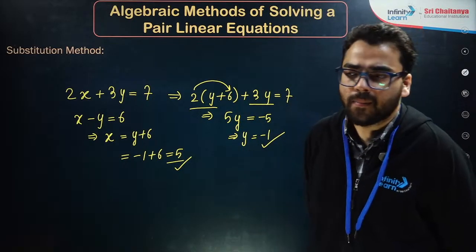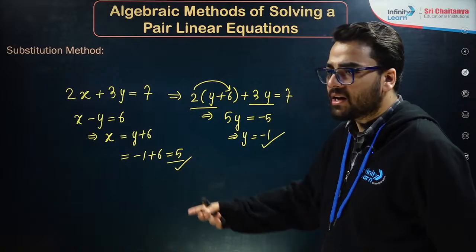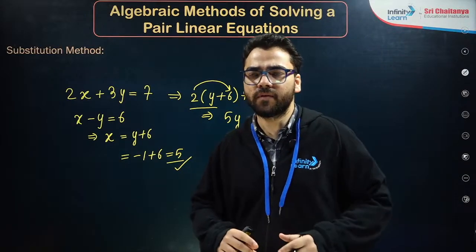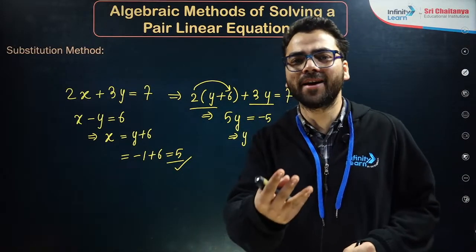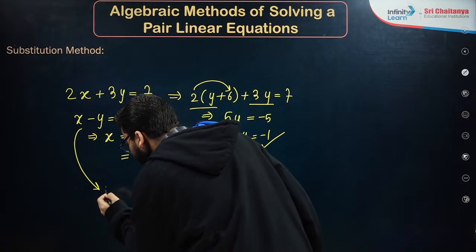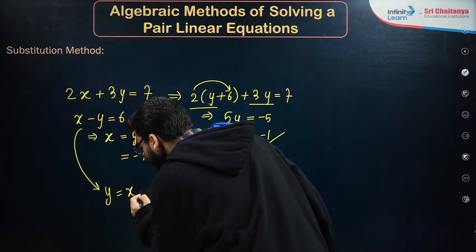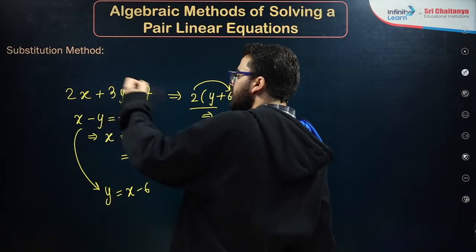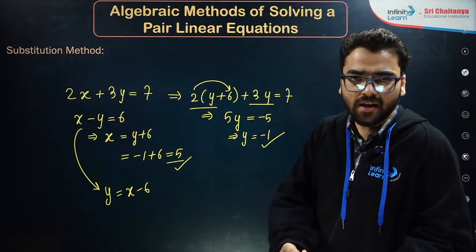Is it clear, guys? So this is one way of doing it. Again, I'm saying if you have got a pair of linear equations in 2 variables, in 4 ways you can do substitution. Suppose I can take y in terms of x as well. I can take y is equal to x minus 6, and then I can put it in the first equation. Then also you'll get the same answer.